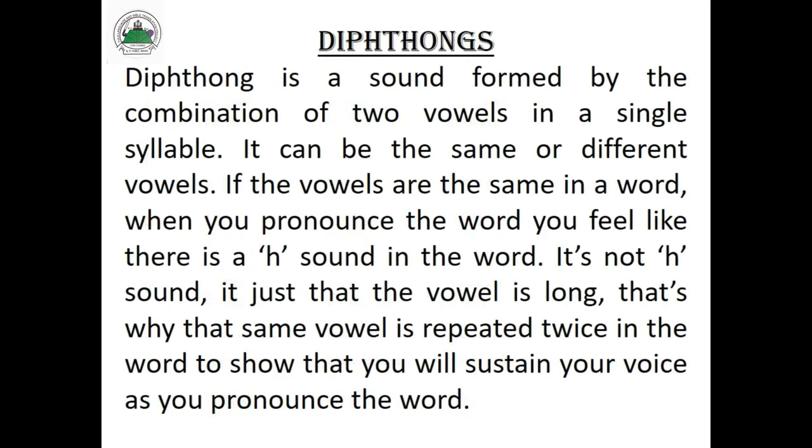Diphthongs. A diphthong is a sound formed by the combination of two vowels in a single syllable. It can be the same or different vowels. If the vowels are the same in a word, when you pronounce the word, you feel like there is an H sound in the word. It's not an H sound. It's just that the vowel is long. That is why that same vowel is repeated twice in the word, to show that you will sustain your voice as you pronounce the word.